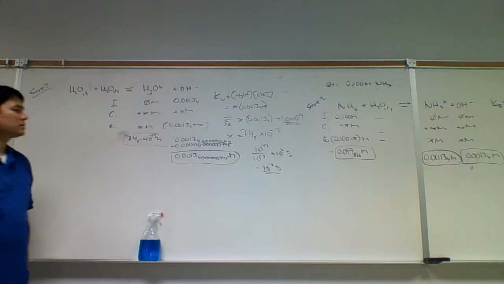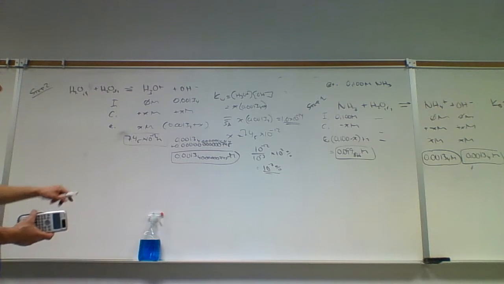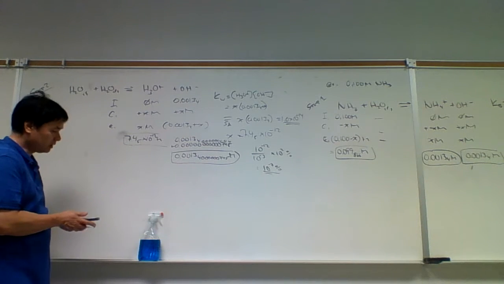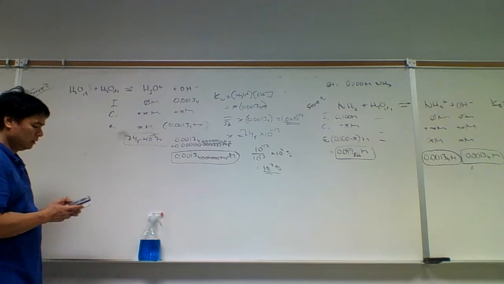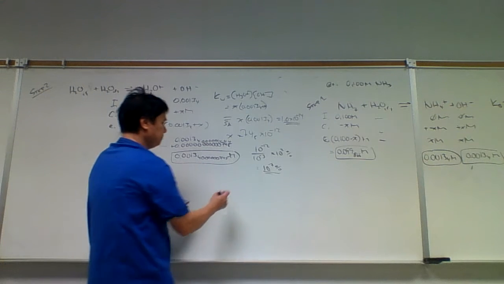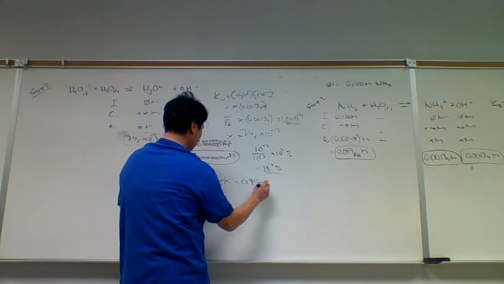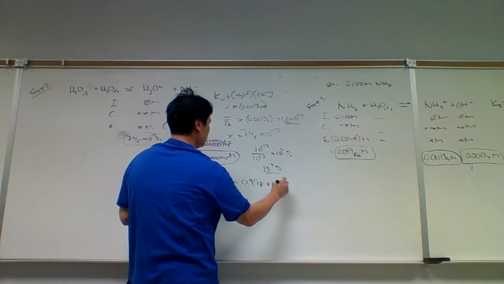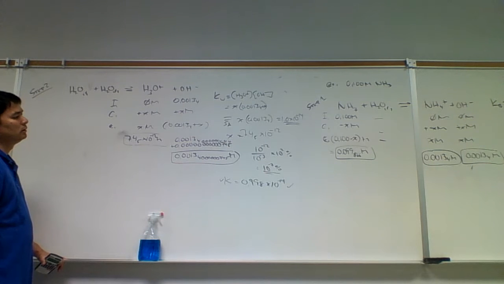And so actually, I need to double check this in case I made a mistake in the calculation. Let's check the K value here. 7.45 times 10 to the minus 12 times 0.00134 gives us, yeah, when I check the K, it comes out to 0.998 times 10 to the minus 14. So that checks out. That would round to 1.0 times 10 to the minus 14.